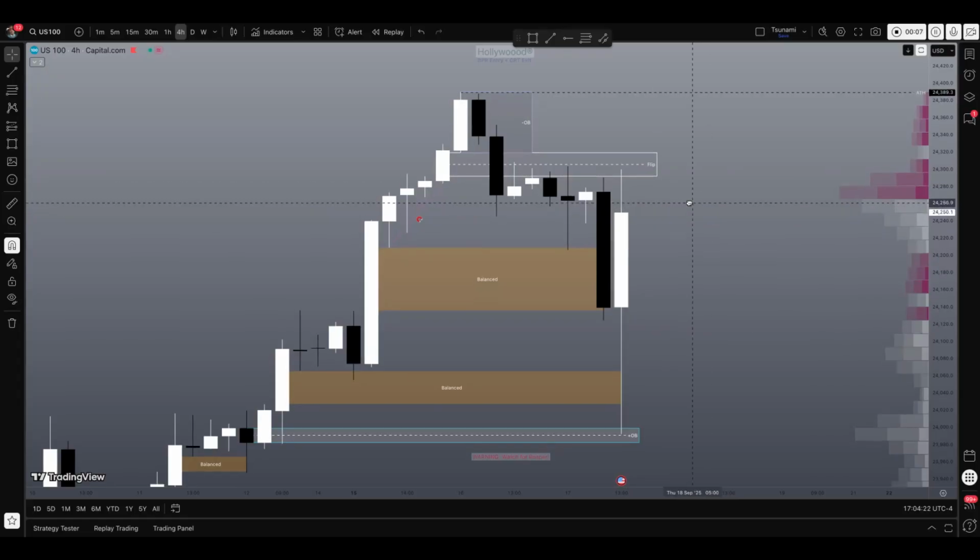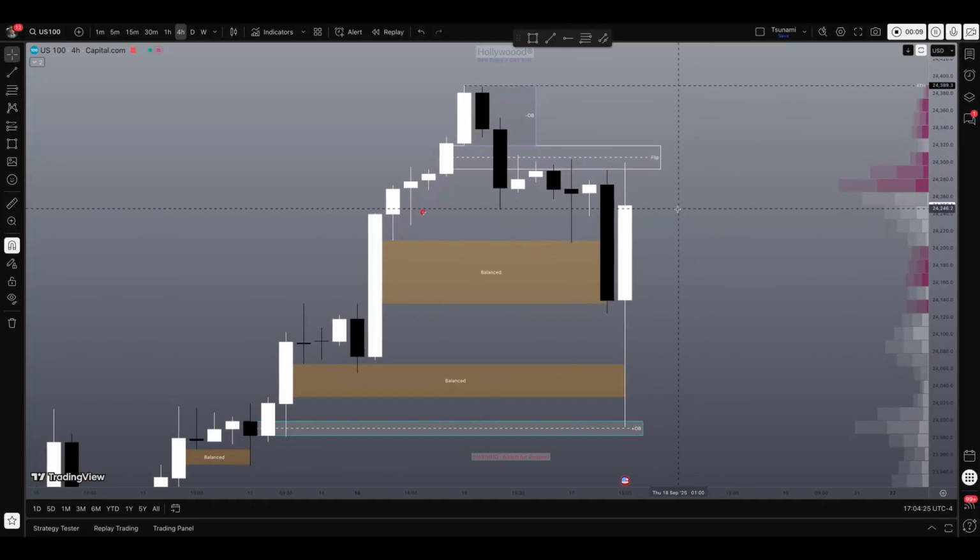This is a lesson. This is not analysis. This is a lesson. And this is what I always say about news. News is not what you think it is. News is an order flow event. That is what it is.